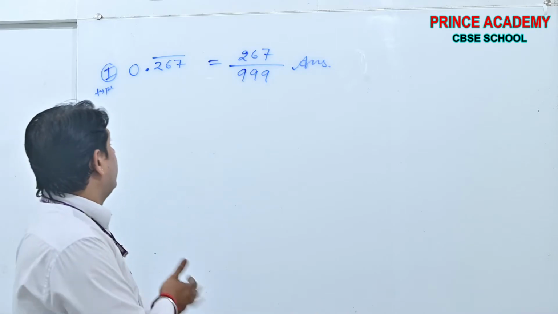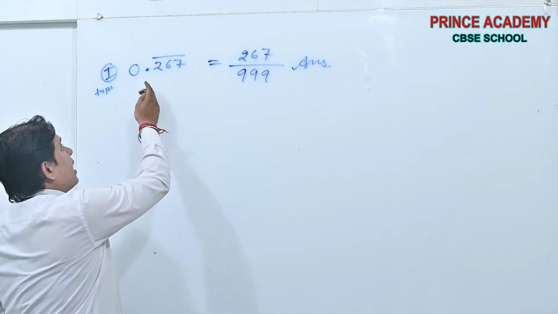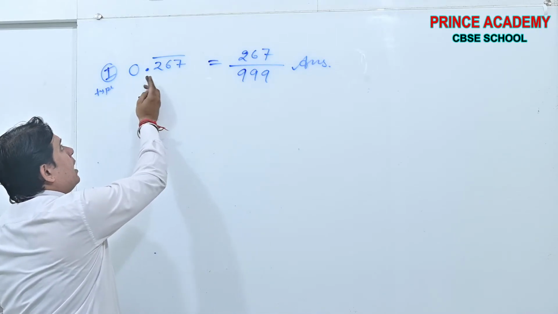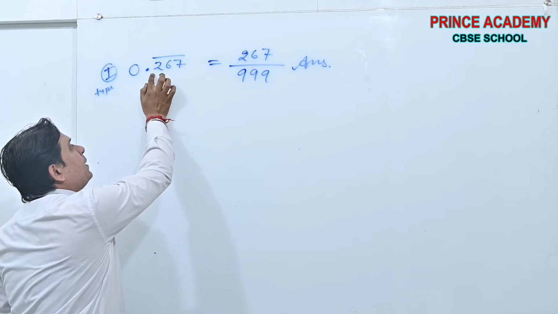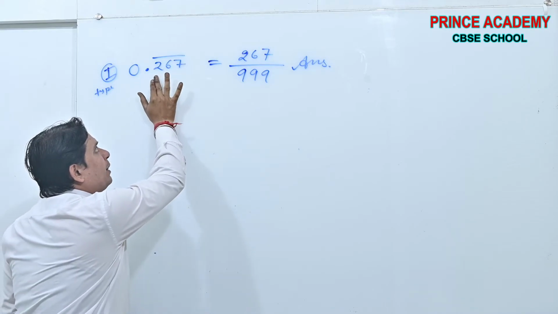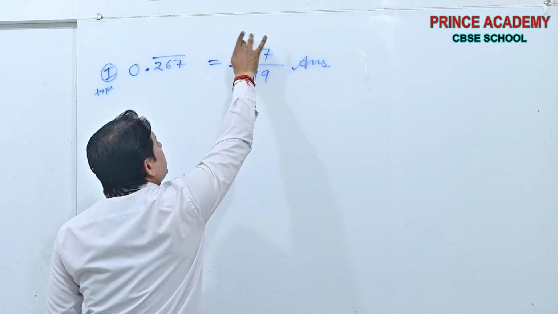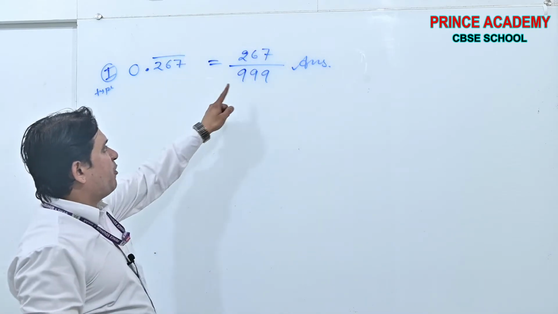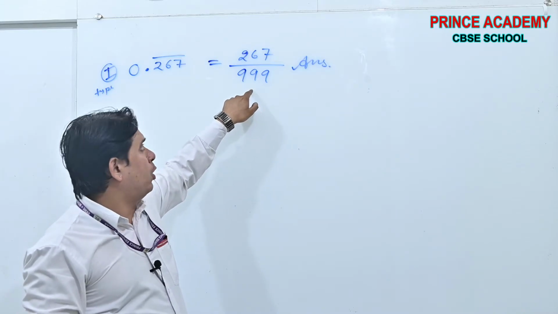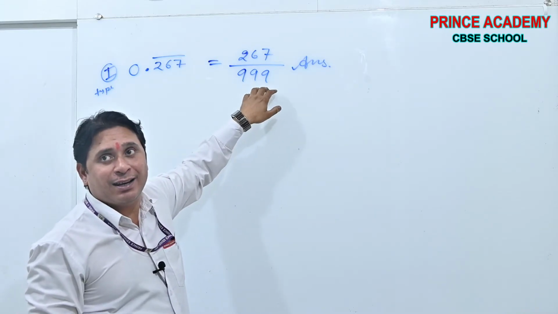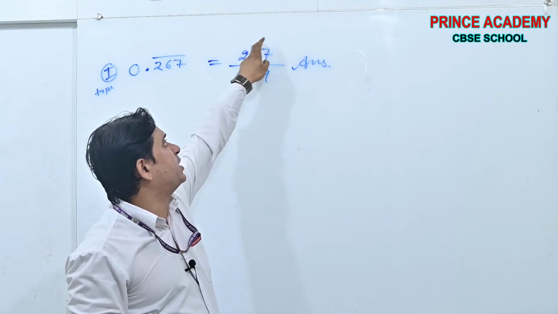Now see. This is the first type where before decimal is 0 and after decimal no non-repeating part is there. All the part is repeating. Just write the repeating part, repeating digits, and then the number of nines below as denominator, which are equal to the number of digits of repeating.